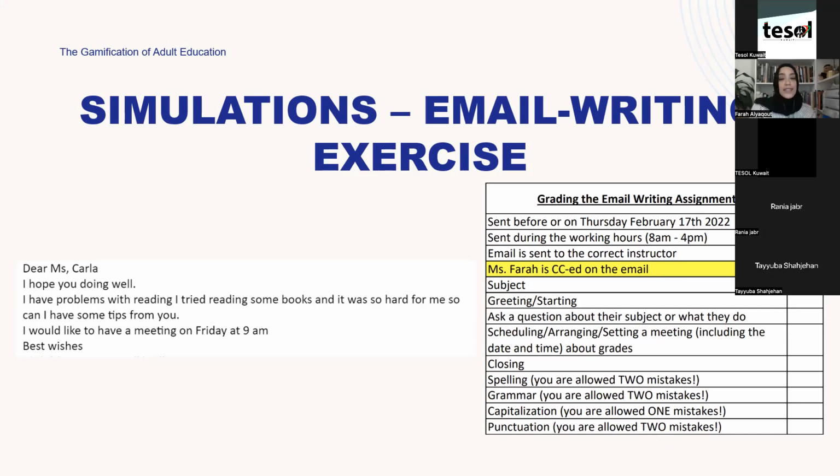The email is sent to the correct instructors because I had assigned instructors to each student. Ms. Farah has CC'd on the email. That was how they got graded. That's highlighted because that's the only way I'd give you a grade, because I needed to physically see that email in my email inbox. And then there's all of these other things that I also had for the students. But that was a real life simulation of you needing to ask a question, of you needing help, that I made the students do.